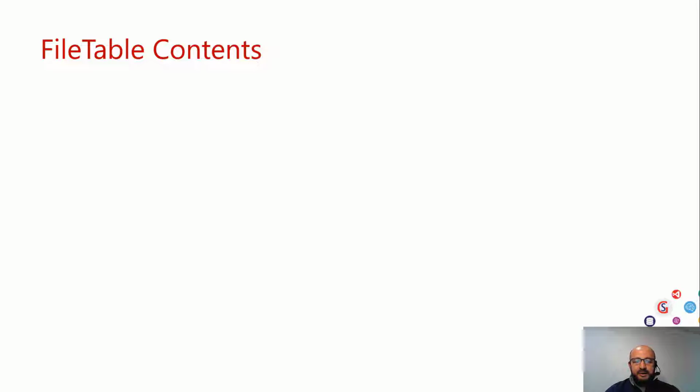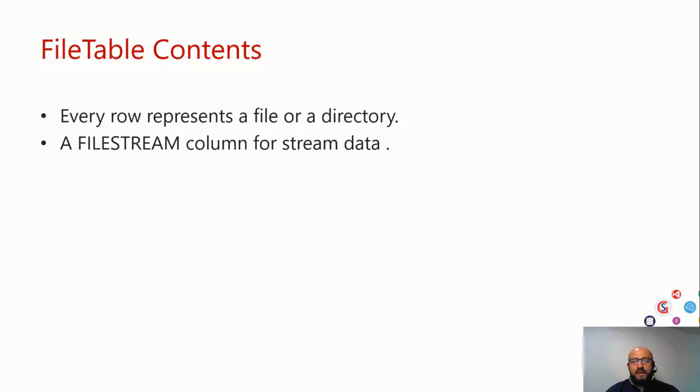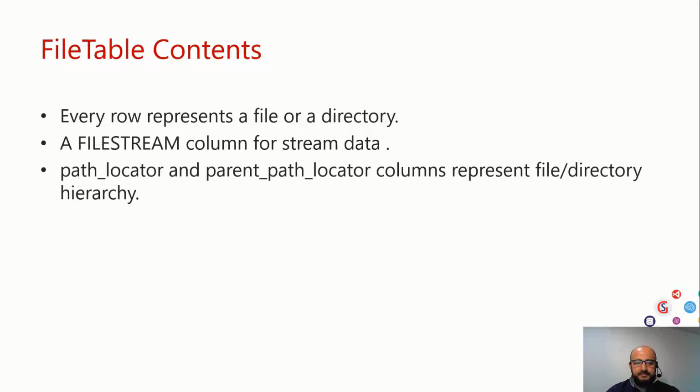So once we create a file table, its contents are basically where every row represents a file or a directory in that shared folder that's being created. We have a FileStream column within that table that essentially points to the stream of data of that file sitting on the file system. In addition, we have a path locator and a parent path locator column inside the file table, which represent the file or the directory hierarchy. So it uses the hierarchy ID to show us exactly where that file or folder is located in the overall hierarchy of the file system.